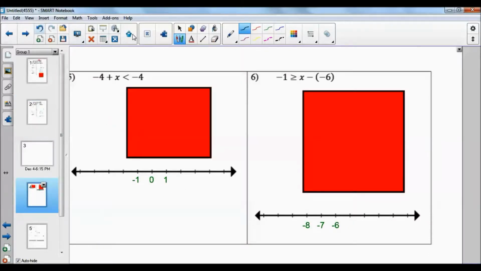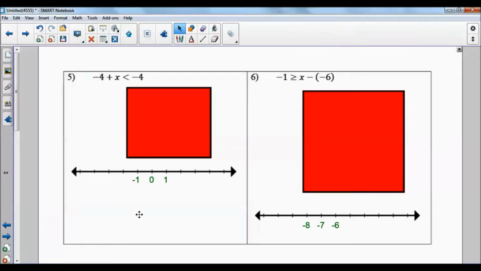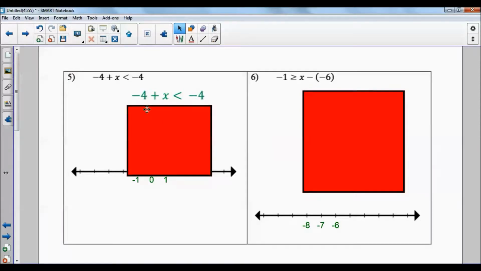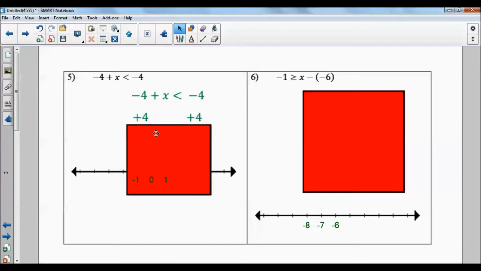Number 5. We have negative 4 plus x is less than negative 4. Okay, so I just rewrote it. What we want to do to both sides, we want to get x by itself, so we're going to get rid of this negative 4. The opposite of negative 4 is positive 4. So that's what we did to both sides.